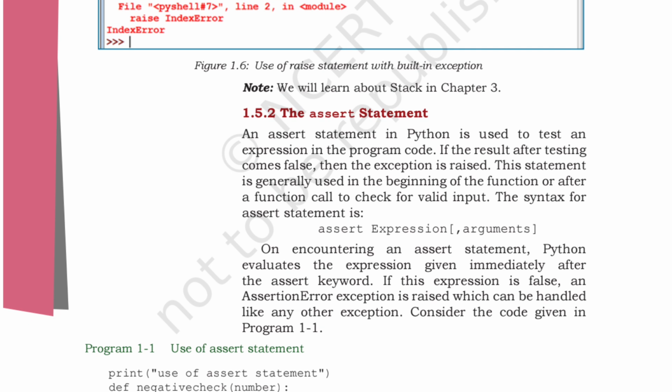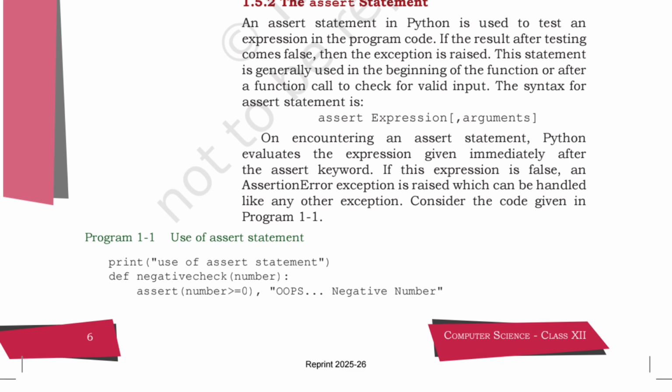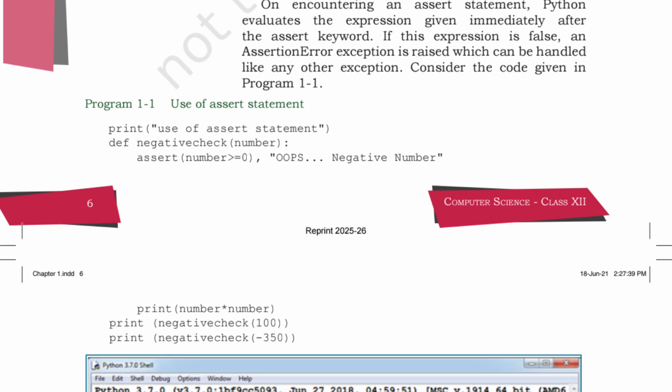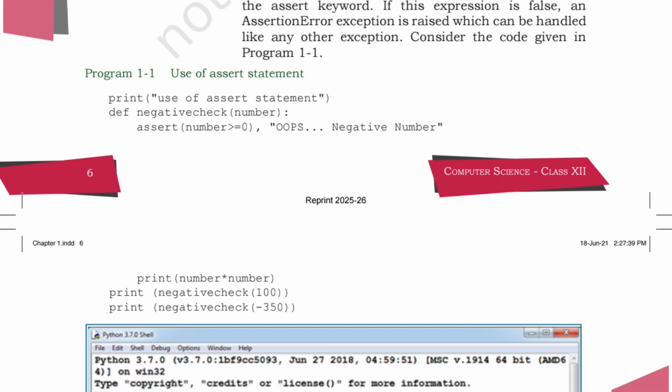Then the assert statement. An assert statement in Python is used to test an expression in the program code. We have to test the expression in the program code. Print "use of assert statement", def negative check number, assert number is greater than or equal to 0, "oops negative number". Then print number into number, print negative check 100, print negative check minus 350. That is the use of the assert statement.